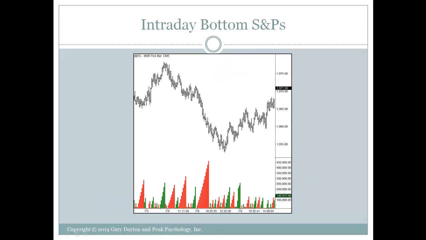All right, let's take another look at an intraday bottom in the S&Ps. This is the market I trade most, and so I'm most familiar with this market. I think it's the best market to trade. It's the most liquid, that's for sure.